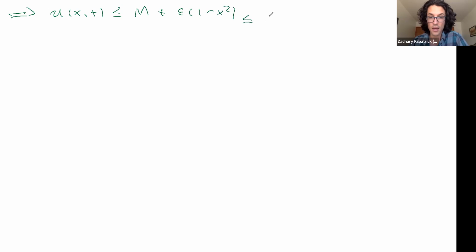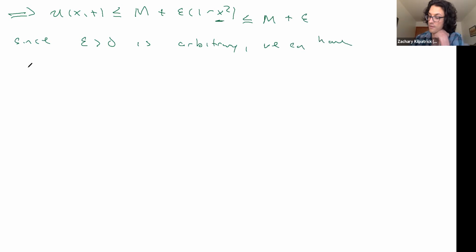And I can write this as M plus just epsilon, because the smallest that could be is 0. And now, since epsilon greater than 0 is arbitrary, we can basically have u(x,t) less than or equal to M for any (x,t) in the closure of U_t.